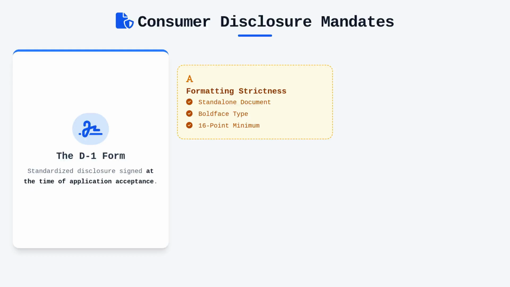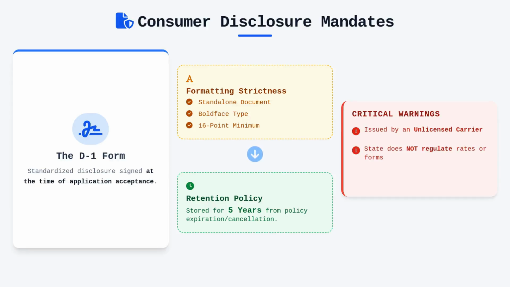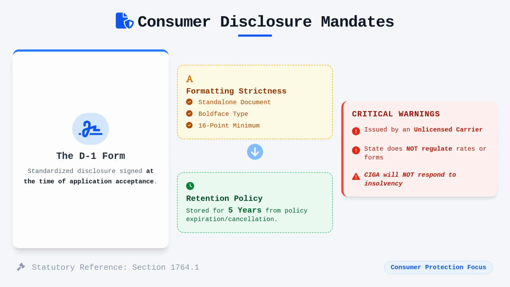The statute requires this warning to be printed on a standalone document in boldface 16-point type to prevent the language from being obscured within standard contract templates. The disclosure informs the insured that the policy is issued by an unlicensed carrier, that the state does not regulate its rates or forms, and that the California Insurance Guarantee Association will not respond if the carrier insolvently collapses. The broker must retain this signed disclosure in their files for at least 5 years from the cancellation or expiration date of the policy.